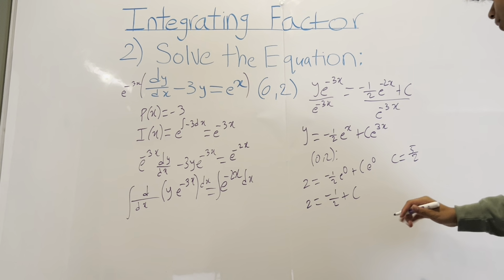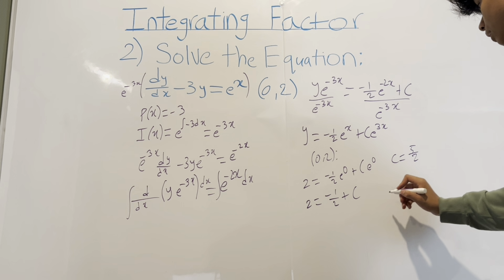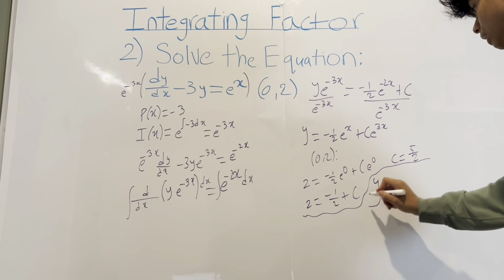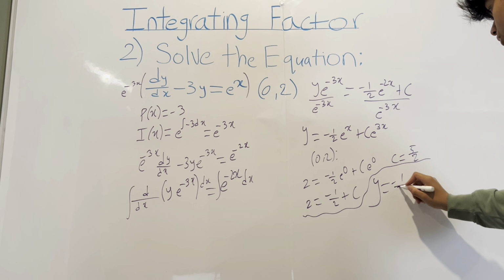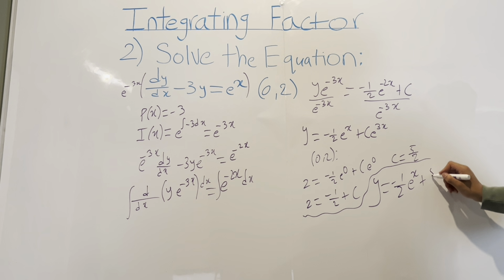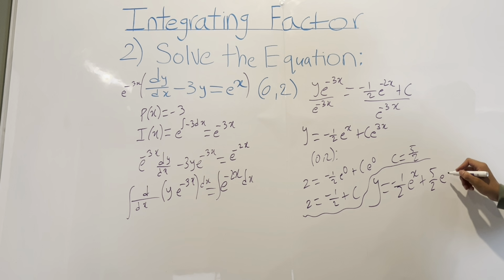and now if we write out the entire equation, we get y is equal to negative 1 over 2 e to the x plus 5 over 2 e to the 3x, and this is our final answer.